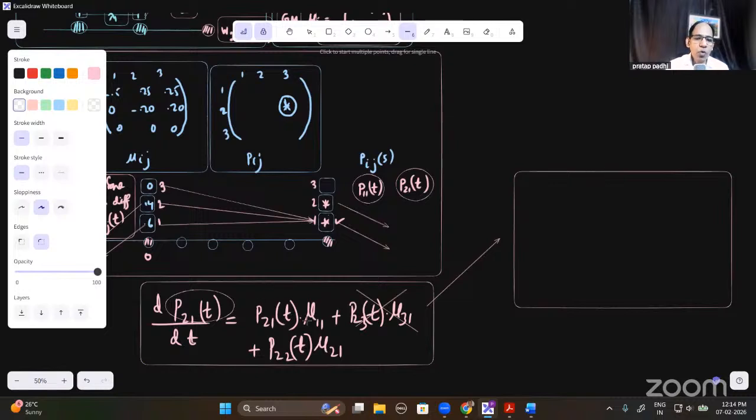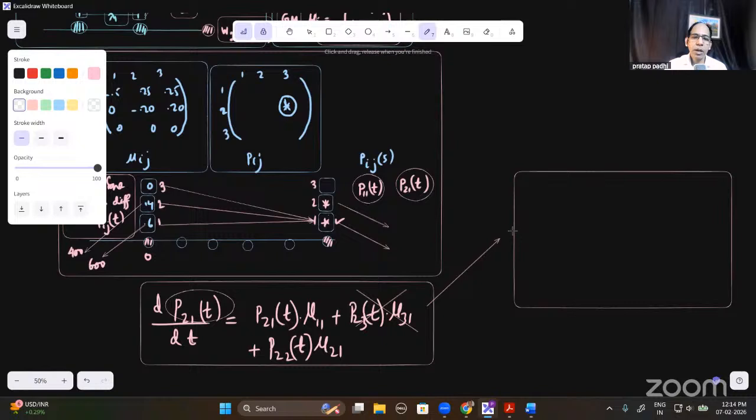How about this P21T? Anyway, P21T is there, y will take the mu11 value we have. How about P22T? P22, mu21. Mu21 also we have, mu21 is 0 once again. So if this is the case, then dy upon dt will be equal to y mu11. Mu11 is minus 0.5 y. Because I found that mu21 is 0. Yes, 2 to 1 is 0, right?